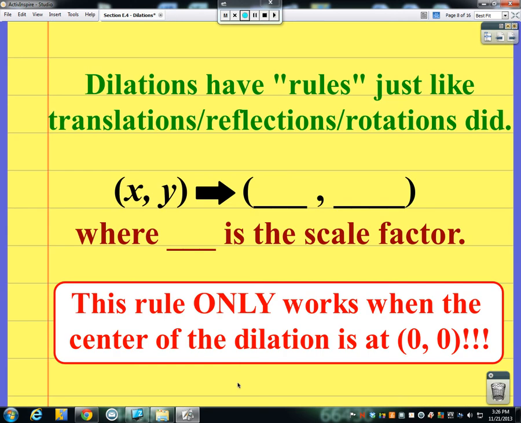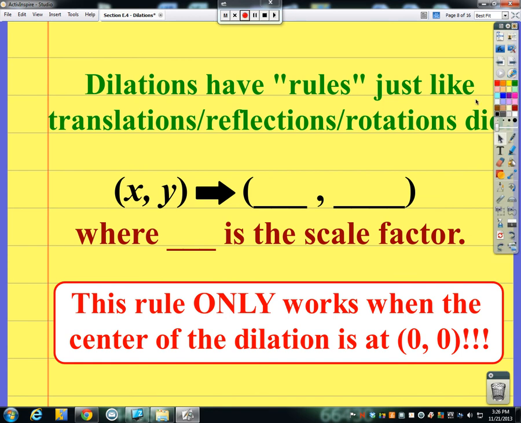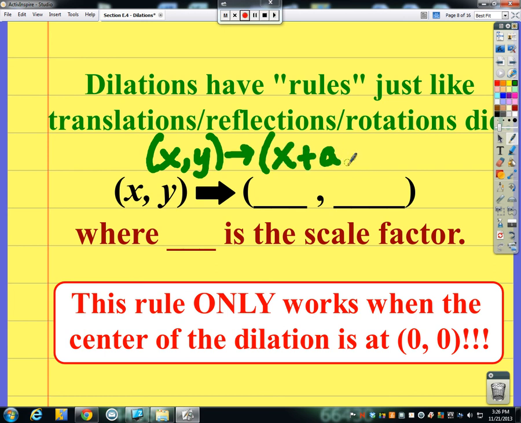Now, dilations have rules just like translations, reflections, and rotations did. Now, the dilation rule is going to be kind of like a translation rule, except a translation rule, let me just write it down real quick again, was where we had x comma y, and x could change some factor a, and y could change some other factor b. A and b could have been the same, but they didn't have to be the same. So that was for a translation. Now, translations had an additive property to it, where we added or subtracted a certain amount from x, and we added or subtracted a certain amount from y.